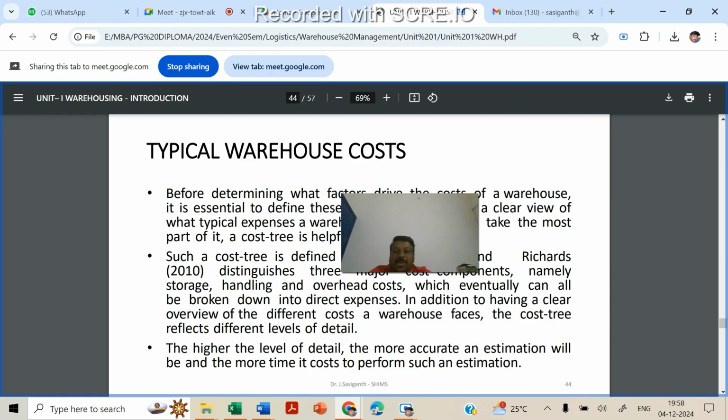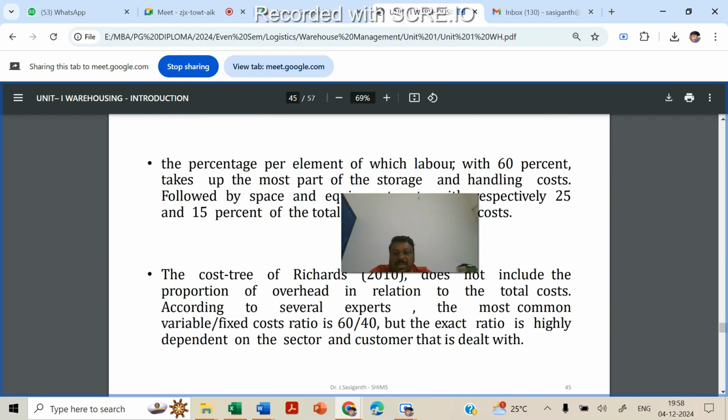So there you have a typical warehouse. What are all the percentages? You go for 60% labor, followed by space and equipment cost with respect to 25 and 15% of the total storage and handling cost. So the cost tree of Richards does not include the proportion of overhead in relation to the total cost.